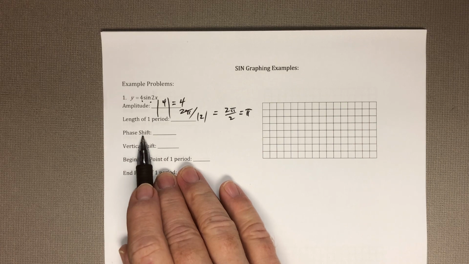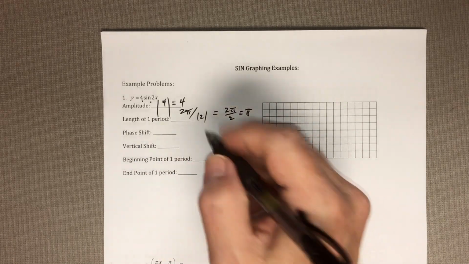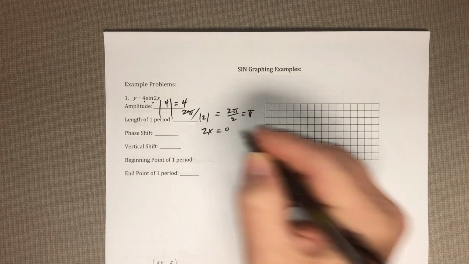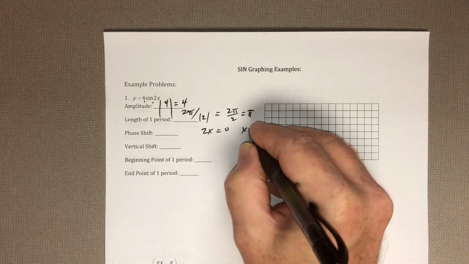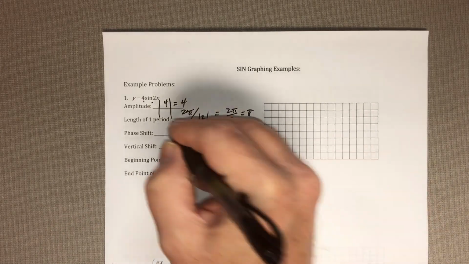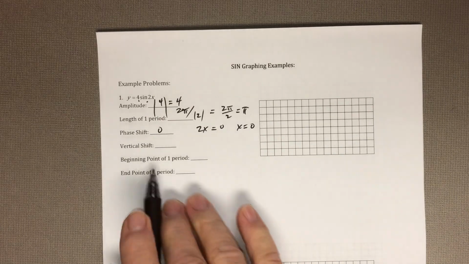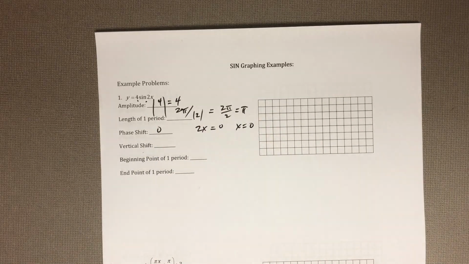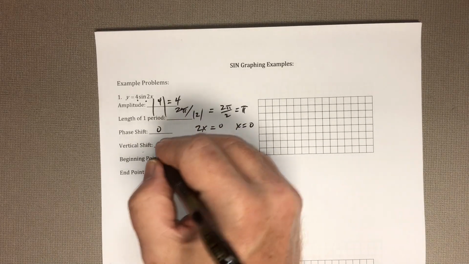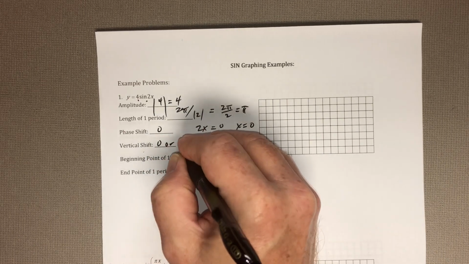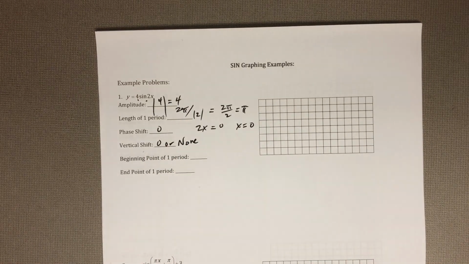For your phase shift, if you take 2x and set that equal to 0 and solve for x, you get x equal to 0. So that means there is no phase shift. The vertical shift is D, that constant term up there, and there is none, so you can write 0 or none, whatever you want. Either one would be fine with me.